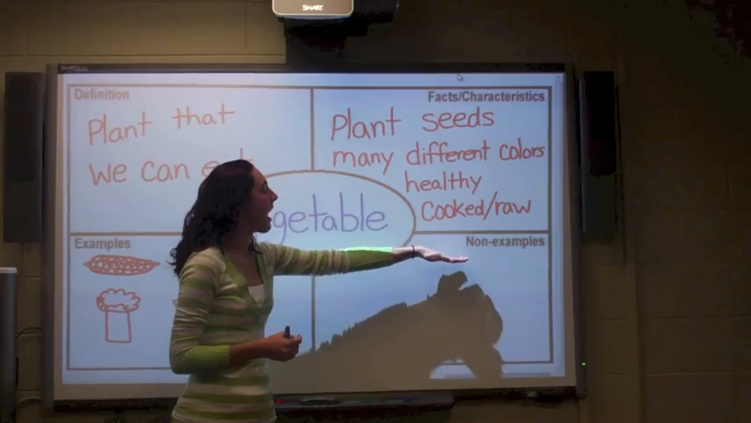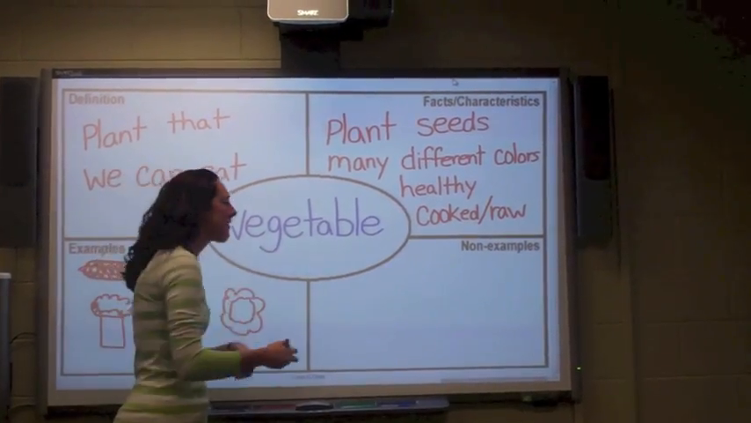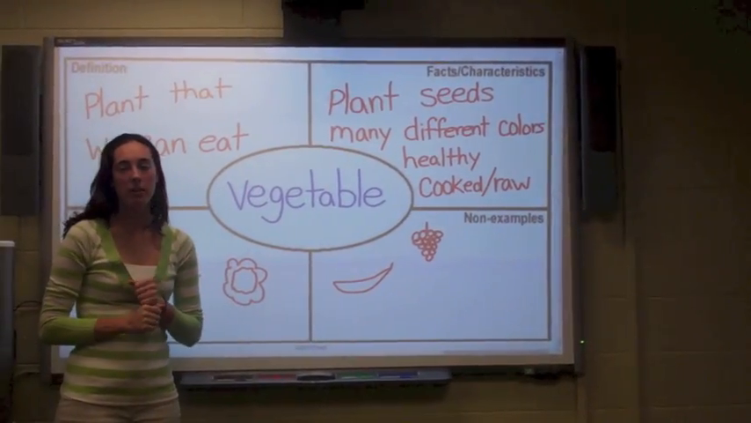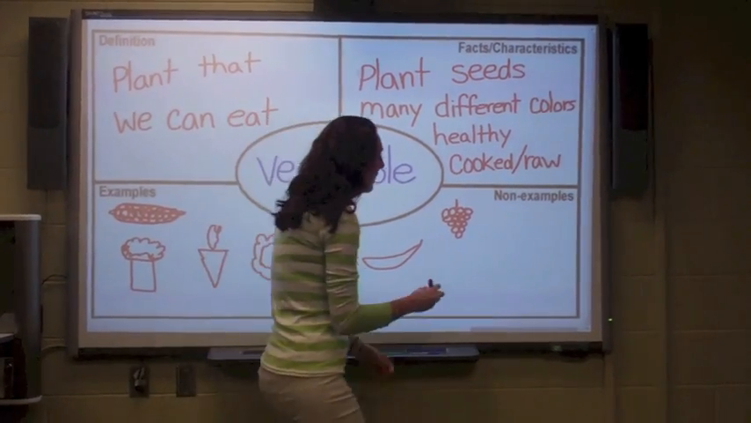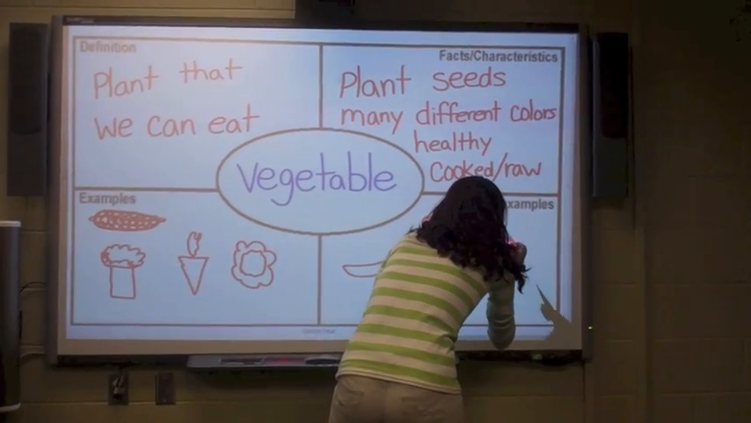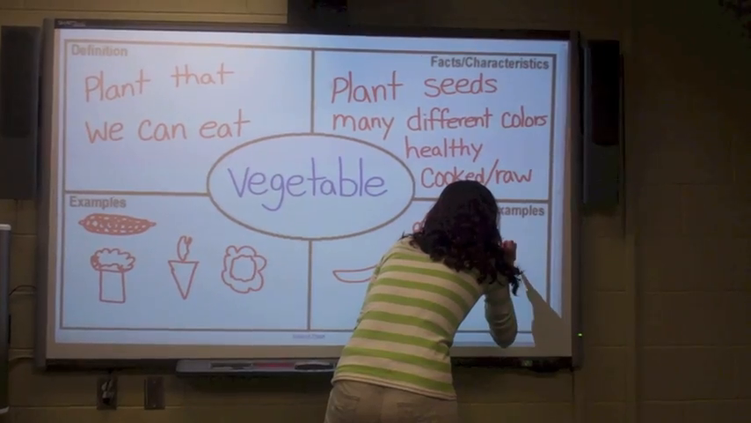So grape is a non-example because it is not a vegetable. What about another non-example? An apple. An apple, yes, because an apple is not a vegetable because it grows on a tree.